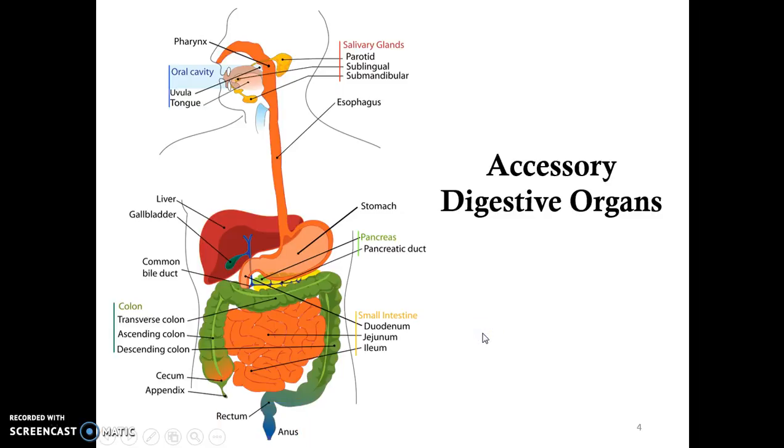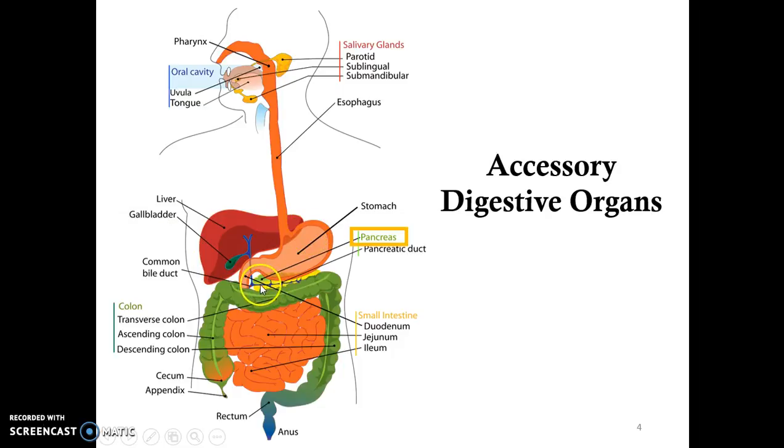So now let's take a look at the accessory digestive organs. Our primary digestive organs could not do their job without these accessory organs. We're going to talk about 3: the liver, the gallbladder, and the pancreas. The liver secretes bile into the small intestine, where it helps to digest lipids or fats. The liver has many other jobs, but this is what's key for digestion. When the bile isn't being used, it's stored in the gallbladder, which lies right next to the liver.